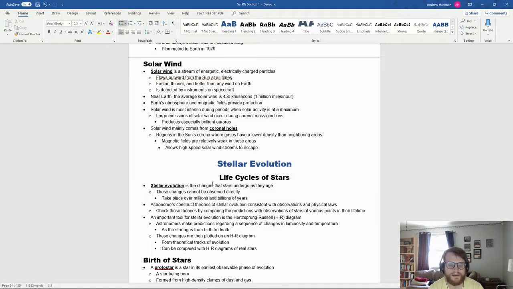And in a shocking turn of events, solar wind is most active, most intense, when solar activity is also at its maximum. And so we see the large emissions of solar winds occur most often during coronal mass ejections, creating pretty insane auroras. And solar wind itself mostly comes from coronal holes, which are regions in the sun's corona where gases have a lower density than their neighboring areas. And the reason the gases have lower density is because the magnetic fields are relatively weak, which means it's not keeping in that energy, which allows high-speed solar wind streams to escape.